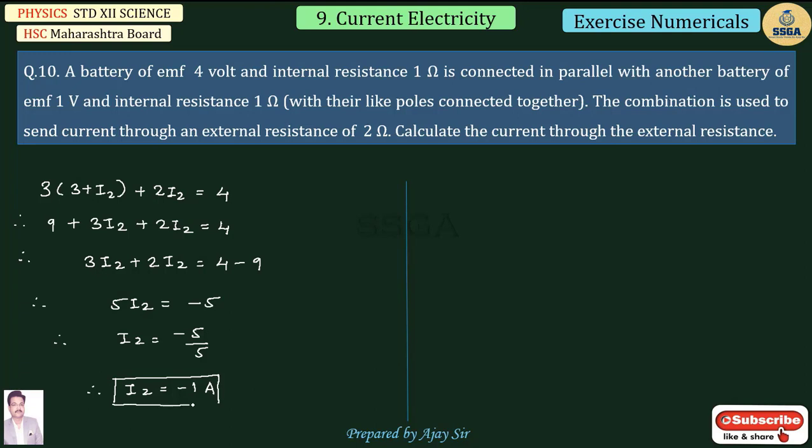This is I2. After substituting this I2 in equation 2, you will get I1. So from equation 2, I1 is equal to 3 plus I2, so I1 is 3 minus 1, therefore I1 is equal to 2 ampere.